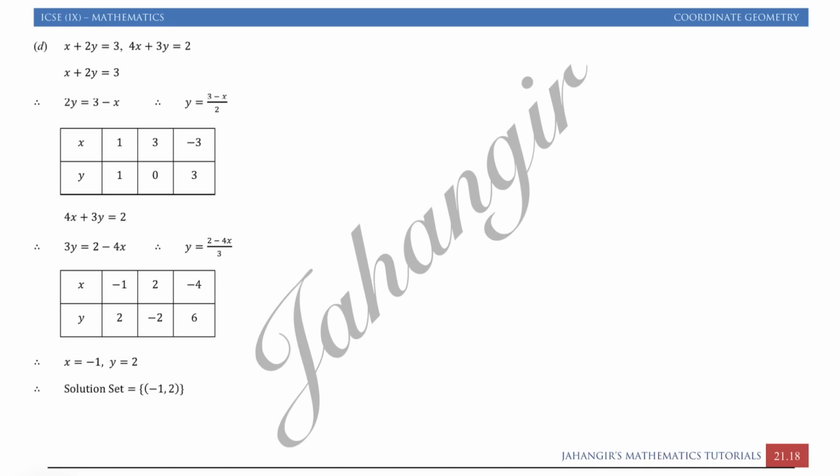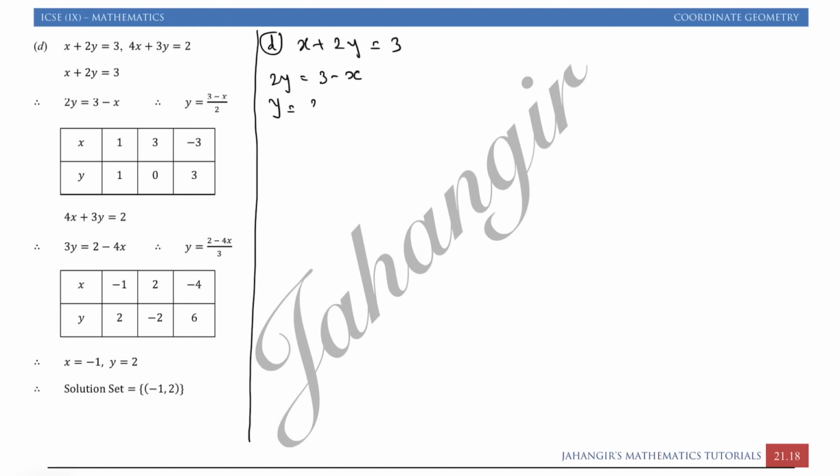Question number D of main question number 2. Same pattern, we are just solving simultaneous equations where two equations are given. First equation is x plus 2y is equal to 3. We have to make y the subject of the formula. So y is equal to (3 minus x) divided by 2.